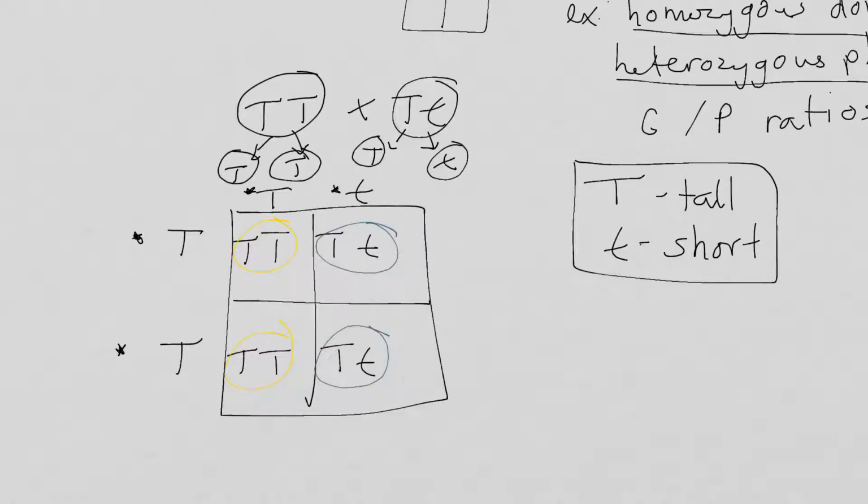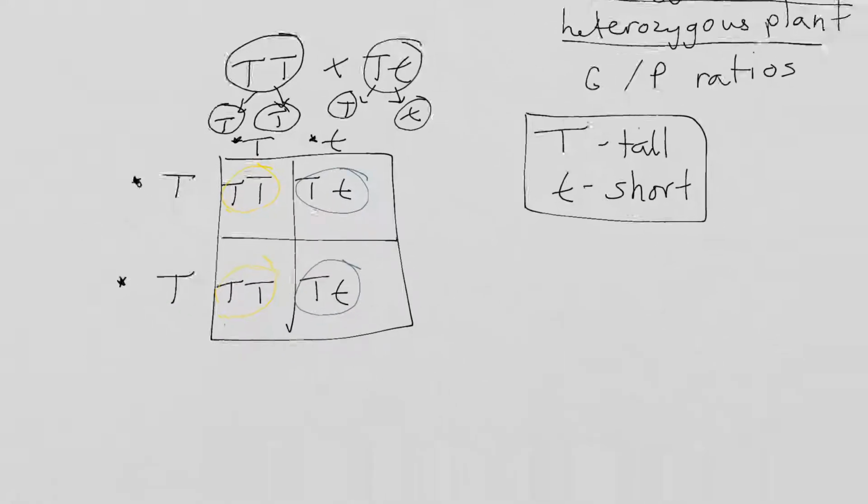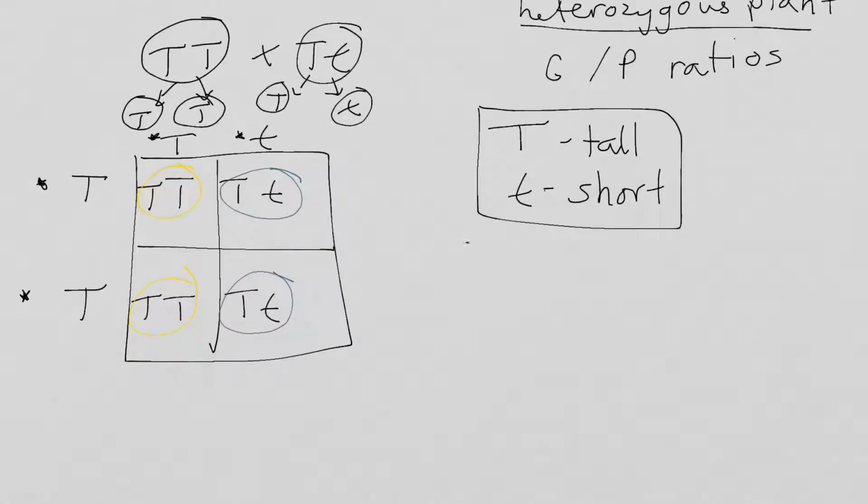So when we write the probabilities, our genotype and phenotype ratios, here's our genotype ratios, the possibilities, big T big T, which I've written over here. There is a possibility of 2 out of the 4, which means 50%.